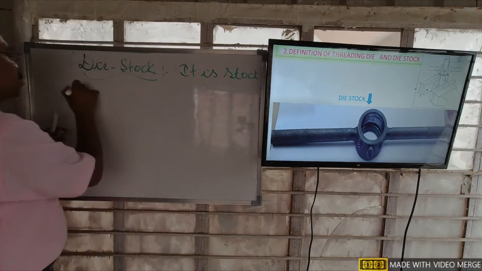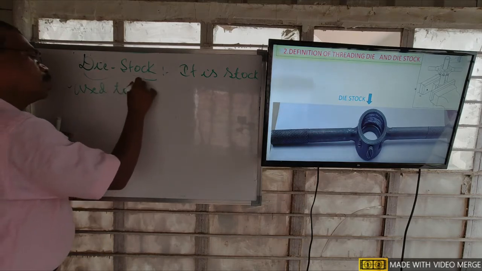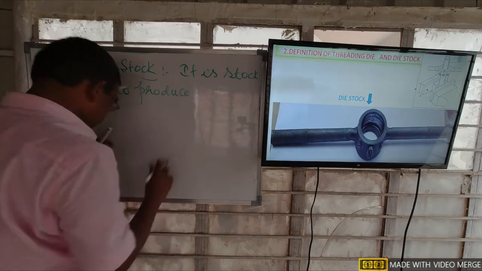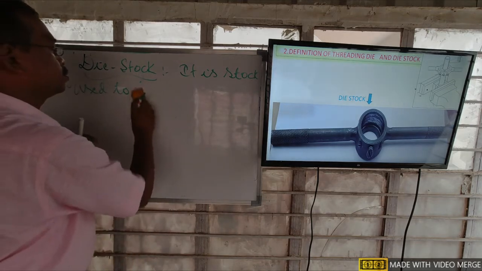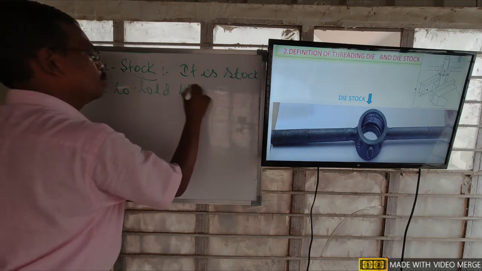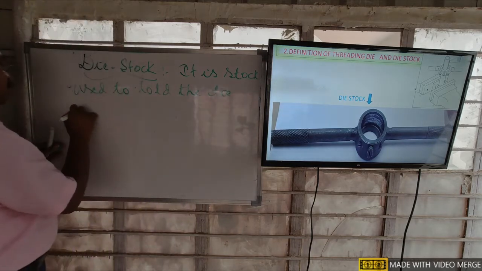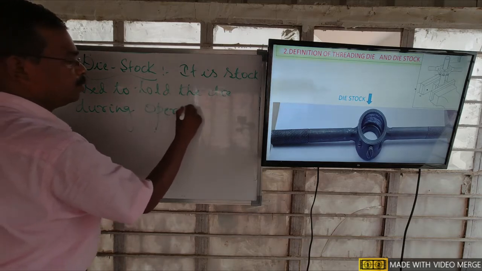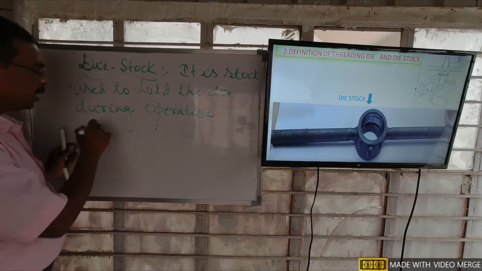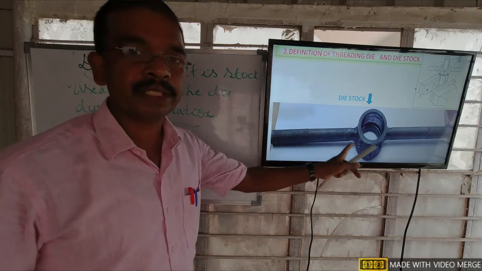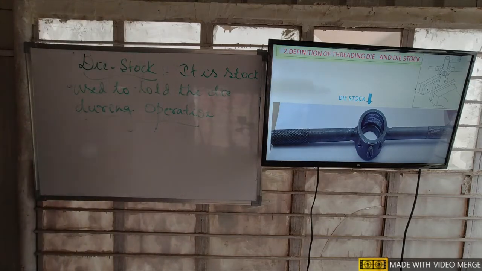Die stock is a stock used to hold the die during dyeing operation. So when we want to produce the thread by using the die, we will hold that die in position by using this die stock. Okay, so we finish up to here, first objective and second objective also.